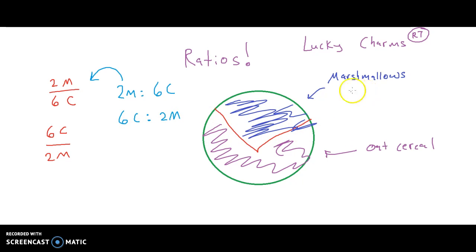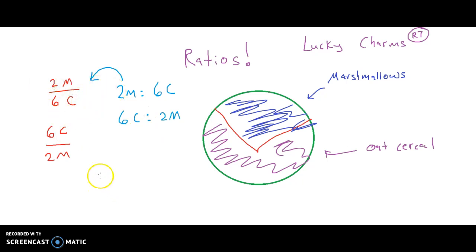Let's suppose the ratio of marshmallows to oats is 2 ounces of marshmallows for every 6 ounces of oats, and supposing I had 12 ounces of the cereal, how many marshmallows would I have? You probably can just do that in your head, but I want to show you how you set this up such that it's mathematically easy to solve whether or not the numbers are simple.